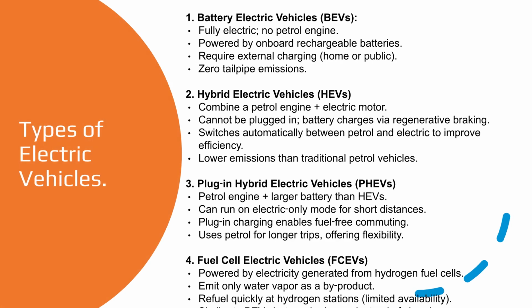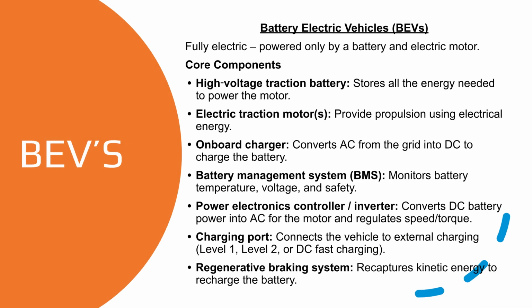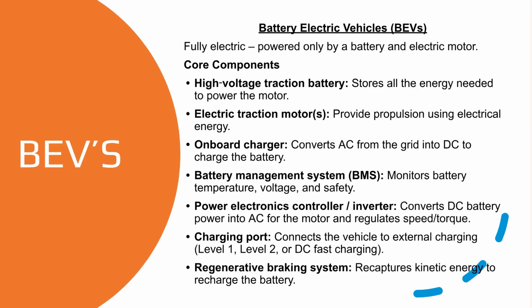There are four main categories: battery electric vehicles, hybrid electric vehicles, plug-in hybrids, and fuel cell electric vehicles. This diagram illustrates the flow and energy sources for each of these vehicle types. Finally, battery electric vehicles rely entirely on stored electrical energy, utilizing systems like the battery management system and regenerative braking.